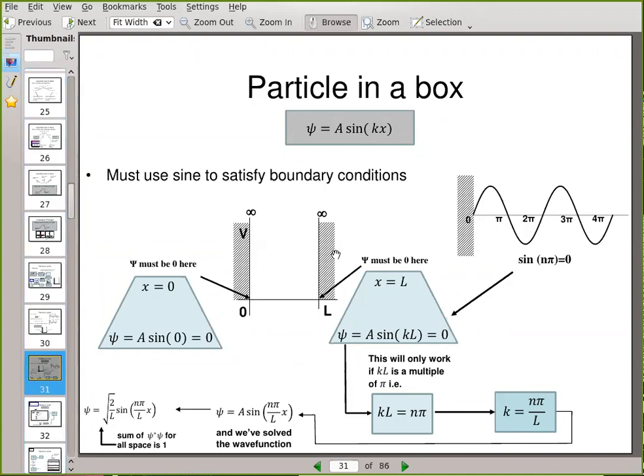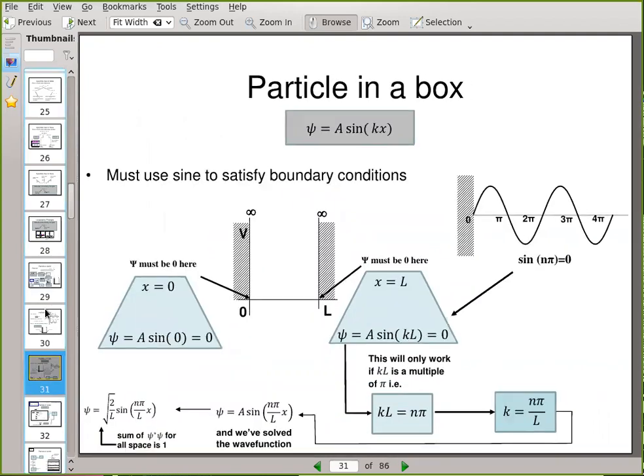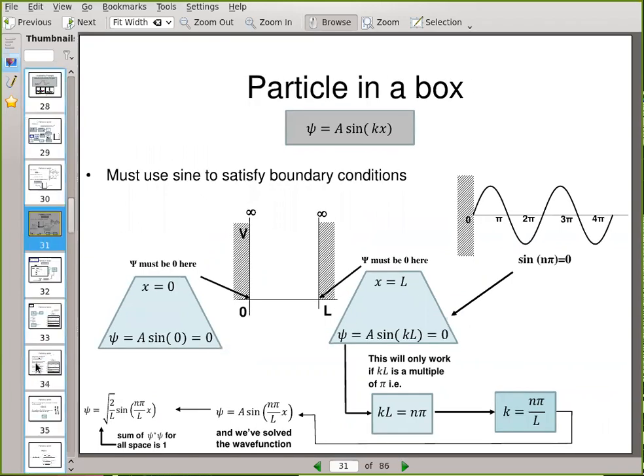Okay, so where have we come? I'm going to go back to the roadmap. So we have chosen sine kx, and because we've chosen sine kx as something that can drop to 0, we are forced to having kL as n pi, and so k is equal to n pi over L. So we know exactly what the form of a wave function is at this point. That's where we've got to at that point.